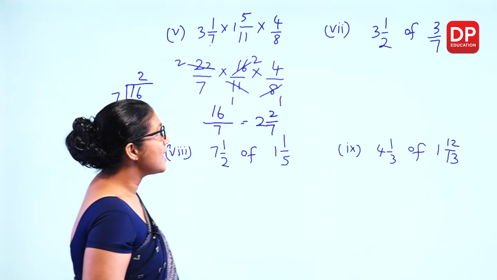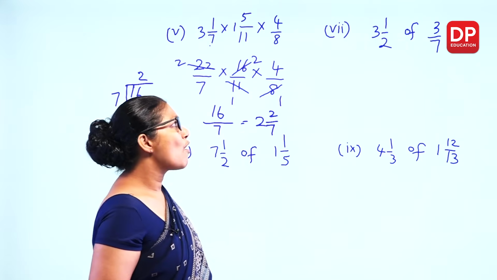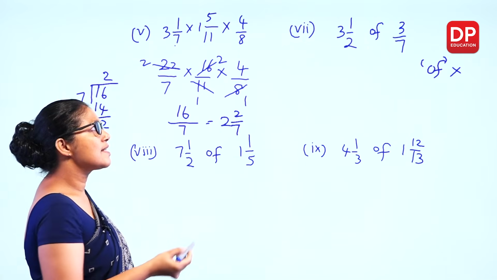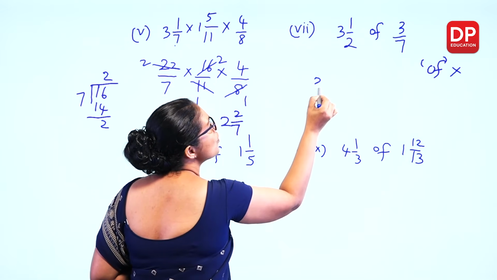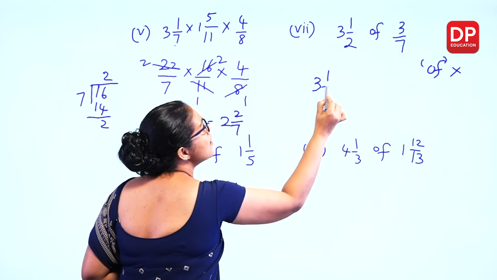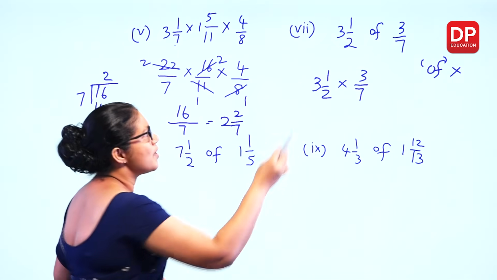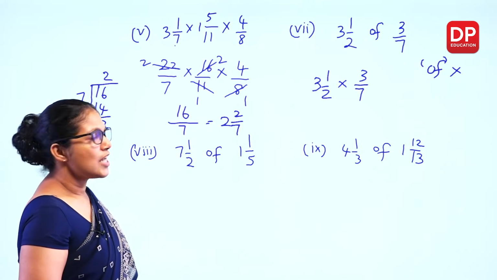Now here you get a new word, of. In mathematics, of means multiplication. So remember that of in mathematics means multiplication sign. So instead of giving a multiplication sign, here it's given the word of. So 3.5 multiplied by 3 over 7. We can write this question without the word of, using multiplication sign.